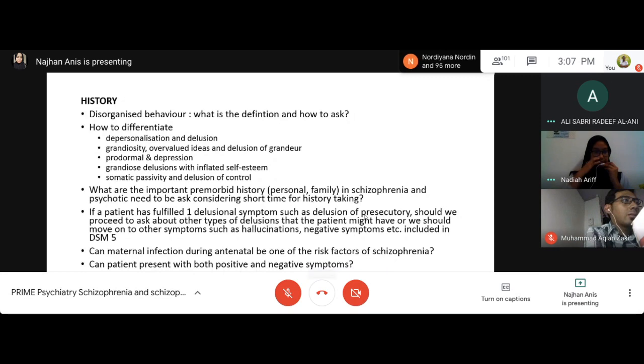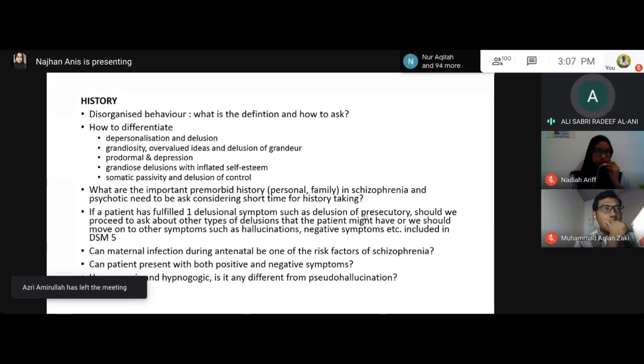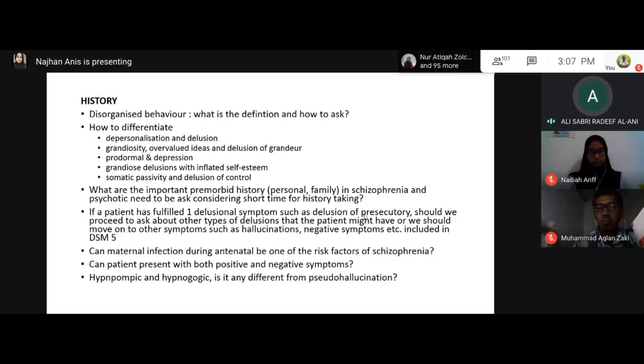Like wandering around. Okay, good. Wandering around aimlessly. Childish behavior, like walking barefoot, meaning without wearing any slippers or shoes, or sometimes stripping oneself in public, or walking naked, eating garbage, smearing feces on the wall. All these are called disorganized behavior, which is deviant from the normal behavior.